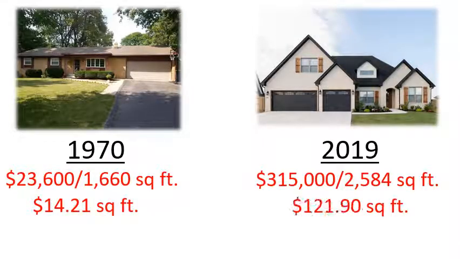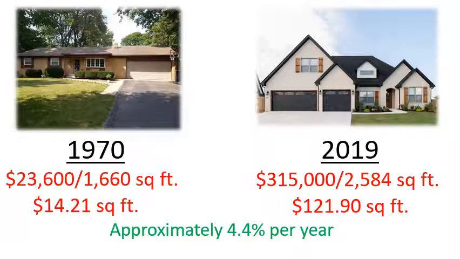Okay, so here I have another example for us to illustrate the concept of inflation. So back in 1970, the average home was $23,600. That was the average amount of money that you would pay for a house. Okay. Now back then, houses typically were smaller. Okay, the average house size back in 1970 was 1,660 square feet. Okay, so if we take the price of the house and we divide it by the square footage of the house, we come up with a price per square foot, which was $14.21.